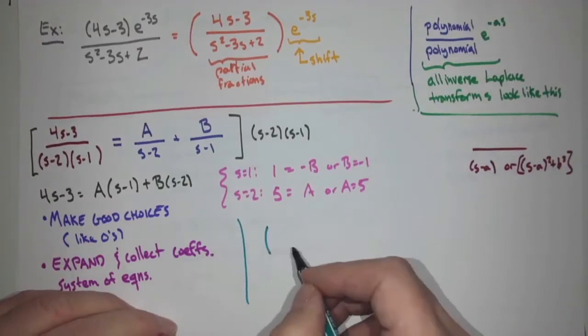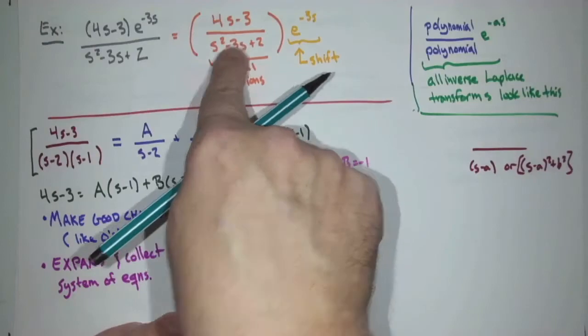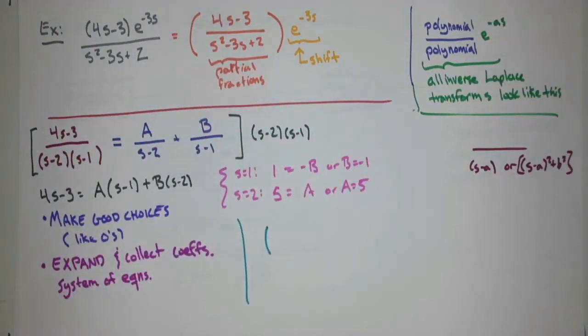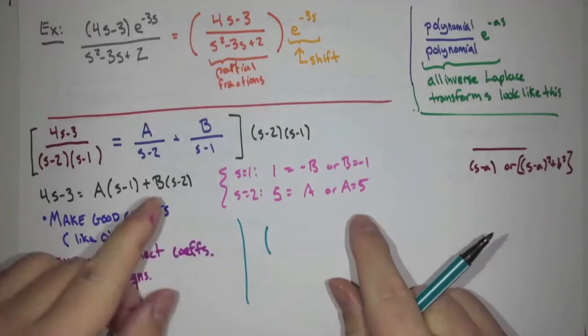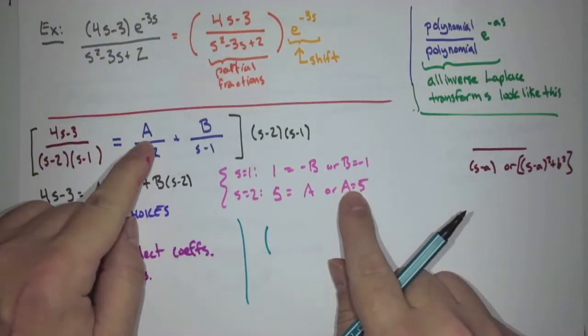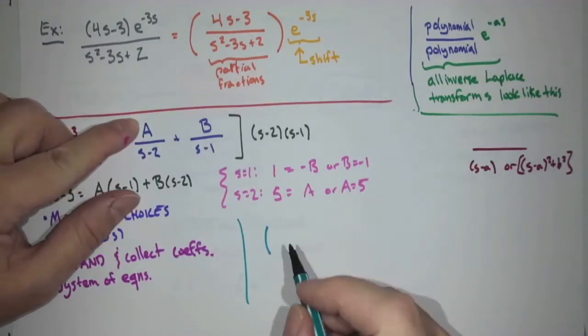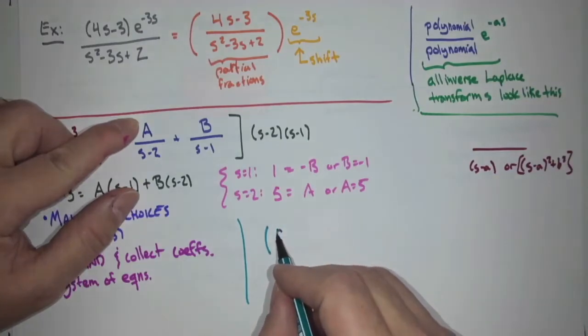So we've gone to this piece: A over s minus 2 and B over s minus 1. This is a place where it's very easy to make a copy error. So go ahead and slow down a little bit and just make sure you have the right number going in the right place. So it's like, okay, I see A is 5, so it's 5 over s minus 2. And it'll probably be good to put it in the front.